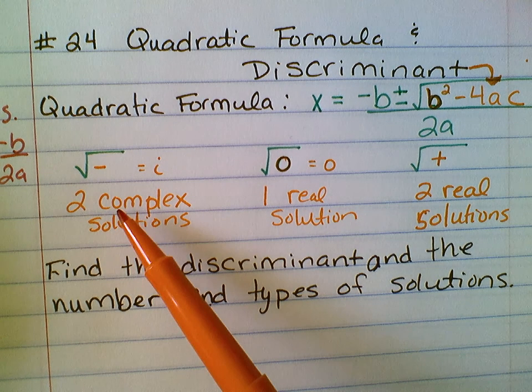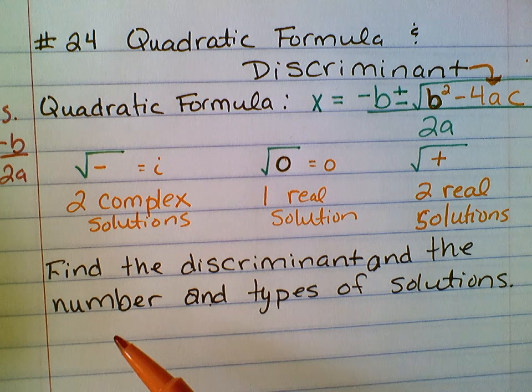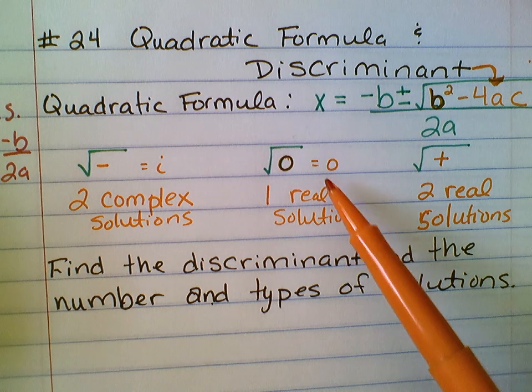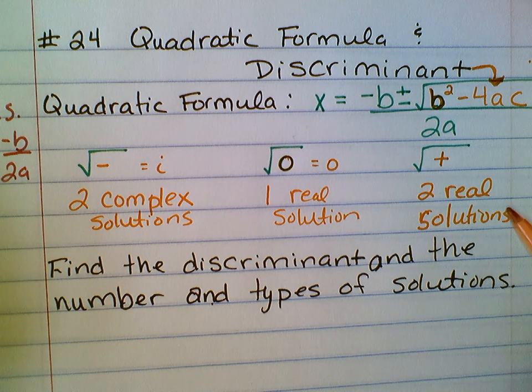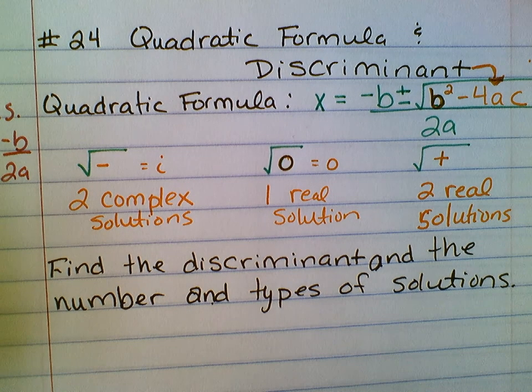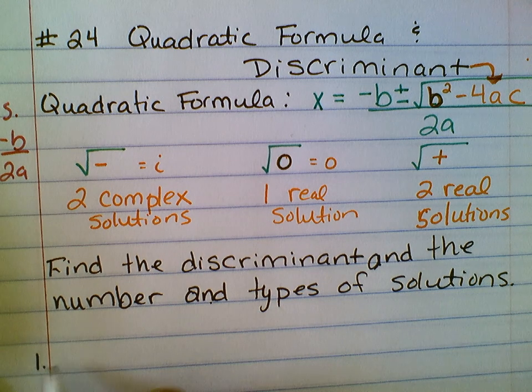We can take the discriminant, and if we have a negative number, then that means we're going to have two complex solutions. If we have 0, it's just the one real solution. And then if we have a positive, we have two real solutions. All right, so let's look at an example.